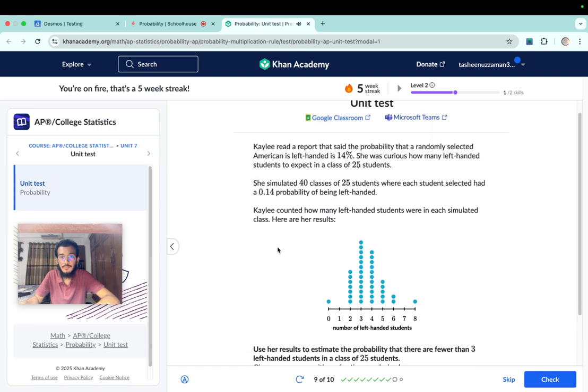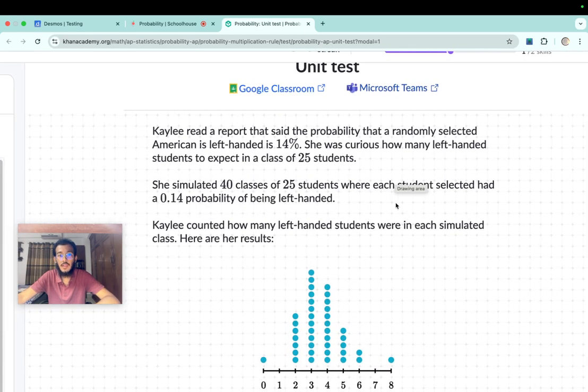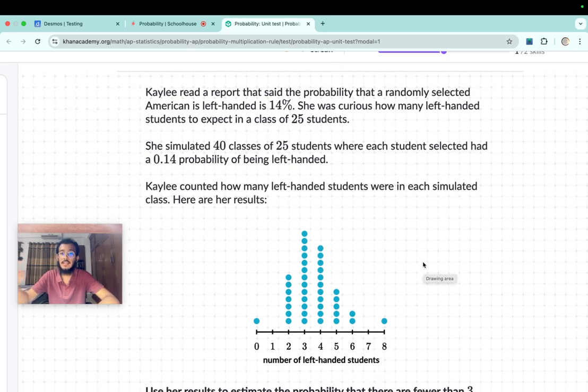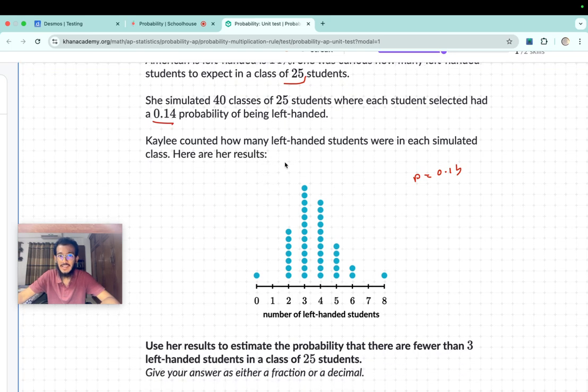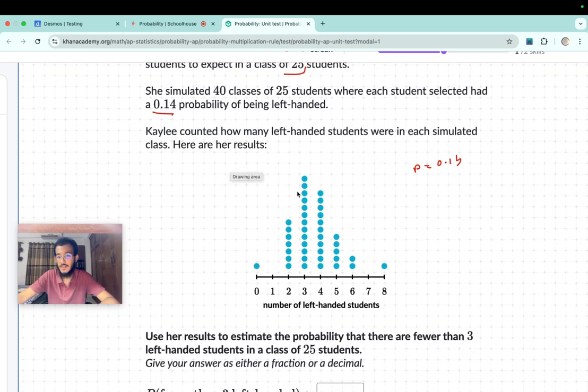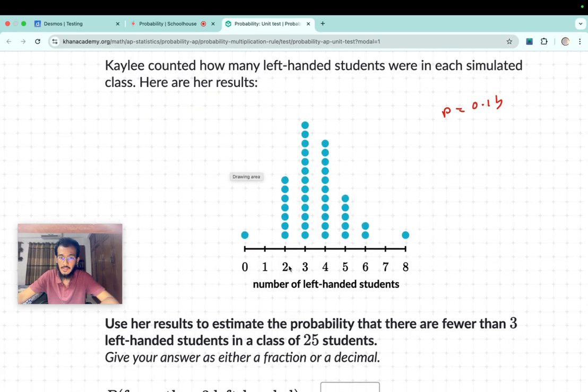Ninth question. Kylie read a report that said the probability that a randomly selected American is left-handed is 14%, which means 0.14. She was curious how many left-handed students to expect in a class of 25 students. She simulated 40 classes of 25 students where each student selected had a 0.14 probability of being left-handed. Kylie counted how many left-handed students were in each simulated class. Here are her results.